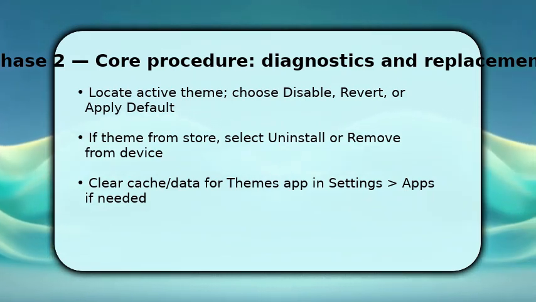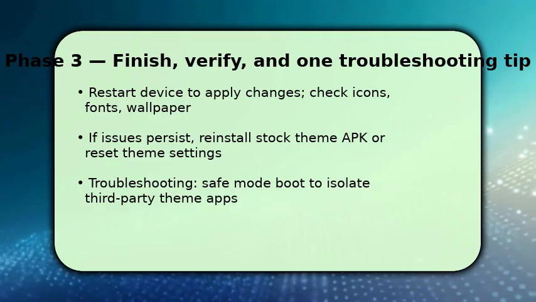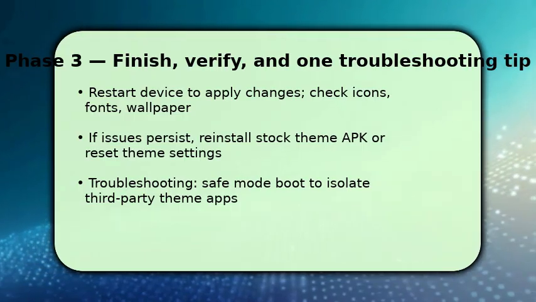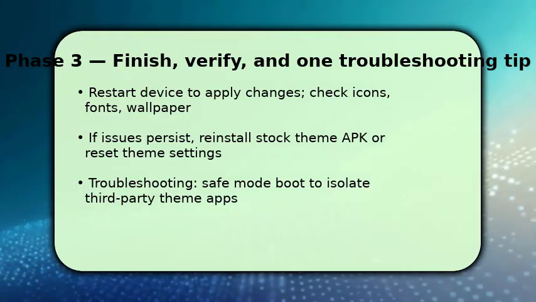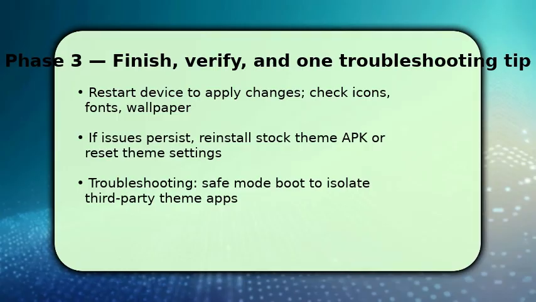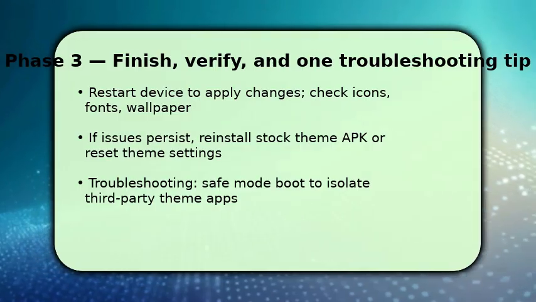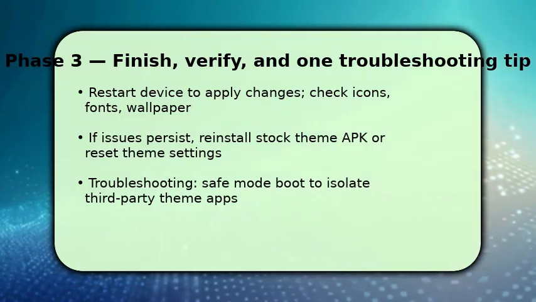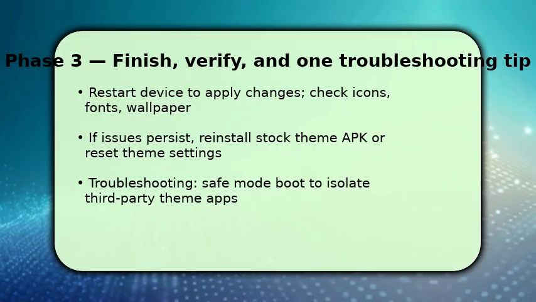Complete the process by restarting your phone to fully apply changes. After reboot, inspect icons, fonts, and wallpaper to confirm restoration. If remnants remain, reinstall the stock theme package or reset theme settings to factory defaults. This repairs broken or partial installs.